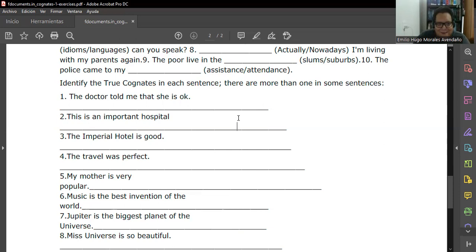The Imperial Hotel is good. In this case, in sentence number 3, we're going to have the Imperial Hotel is good. Imperial and Hotel are true cognates, actually exact cognates, because Imperial es como imperial en español, y Hotel es prácticamente hotel en español. Sentence number 4 is travel was perfect. Tenemos un cognado que sería prácticamente como perfecto. Y solamente difiere de tener la letra al final, como por ejemplo básico, basic. O hay más ejemplos.